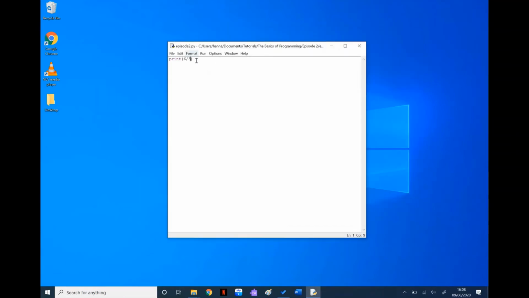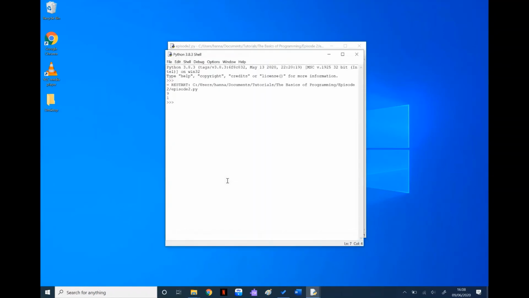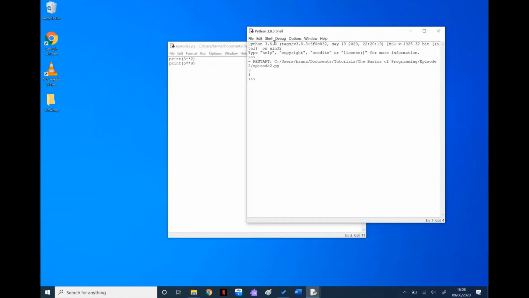Moving on. So next we're going to talk about powers. So if I was doing like 3 squared, we don't use like this kind of symbol. We do 2 asterisks and then the number we want to do it by. So if I was to do like 5 to the power of 0, something like that, save it and run it, I end up with 9 and 1, the 2 numbers that I was expecting.